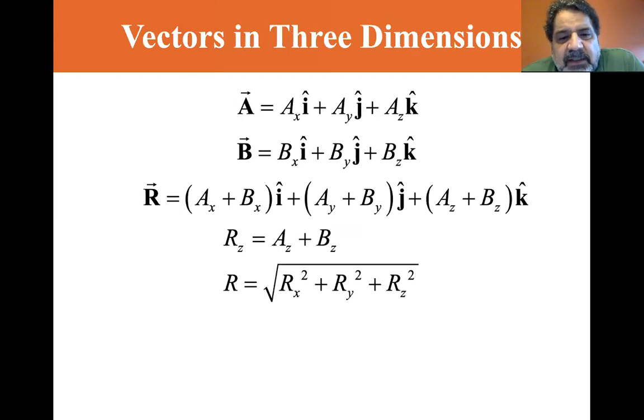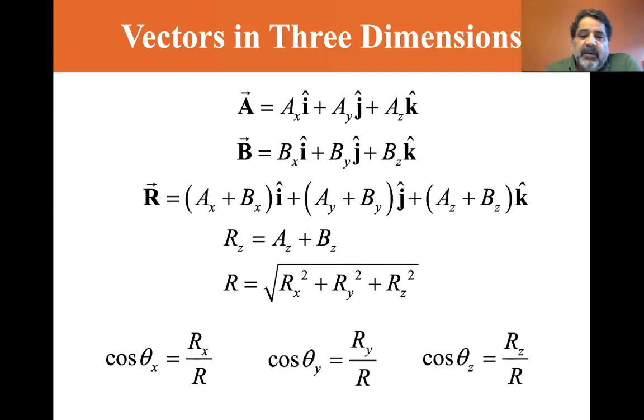RZ is equal to AZ plus BZ, and R is equal to the square root of all 3 of them squared, RX squared plus RY squared plus RZ squared. And so cosine theta in the X direction is equal to RX over R. Cosine theta in the Y direction is RY over R, and cosine theta in the Z direction is RZ over R.